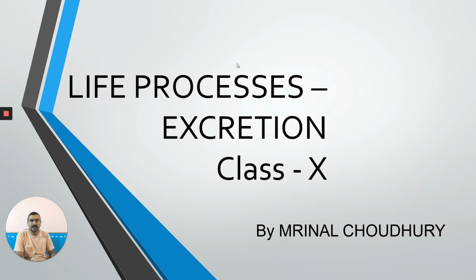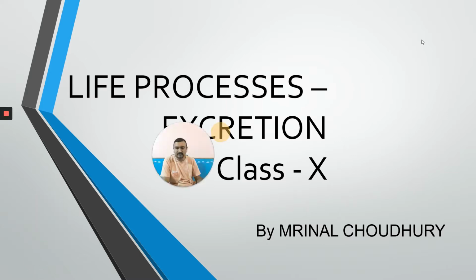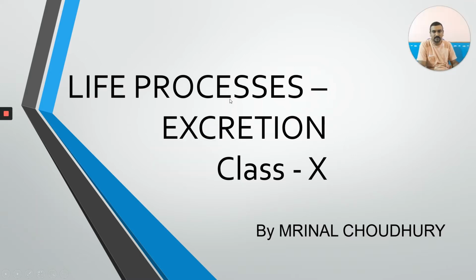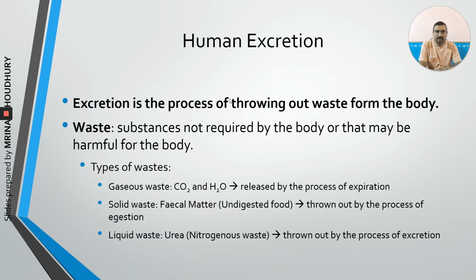Now, let us look at the excretion process, how it takes place in plants as well as in human beings. To understand human excretion first, excretion is the process of throwing out the waste from the body. So it's very simple, whatever waste is there in the body, we throw it out. But first we need to understand what exactly we are referring to when we use the word waste.